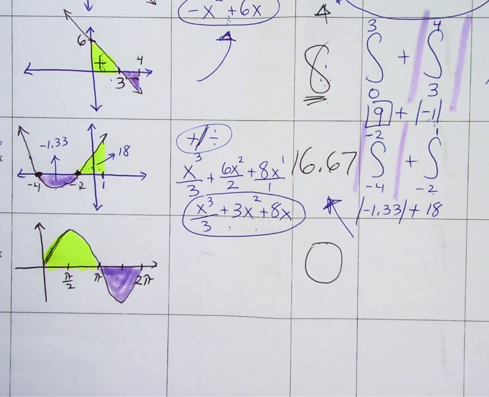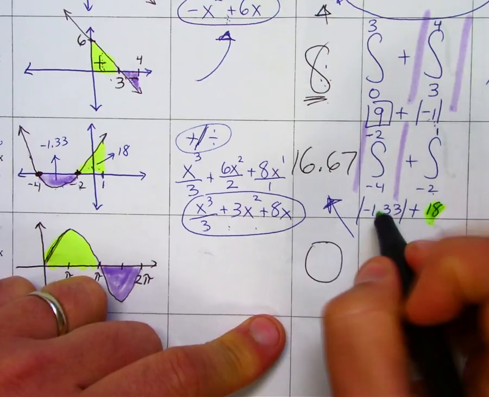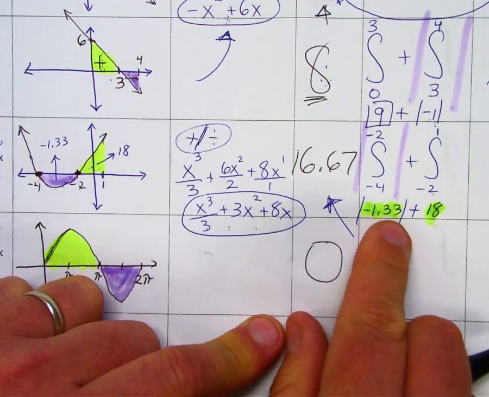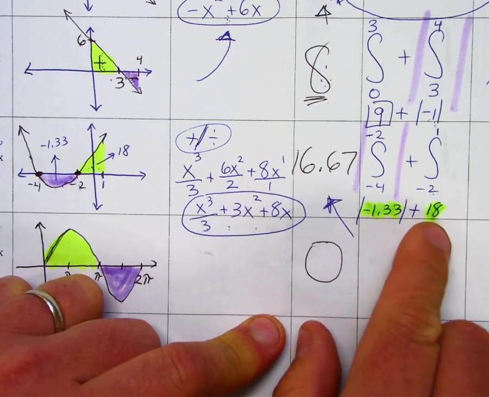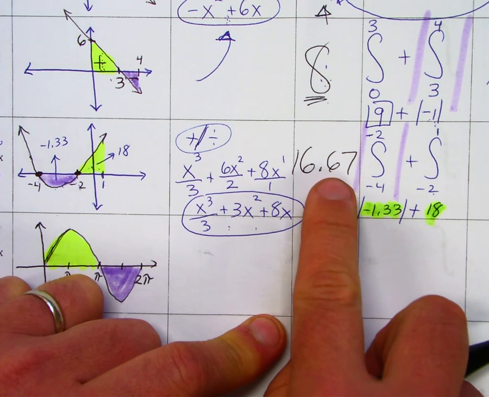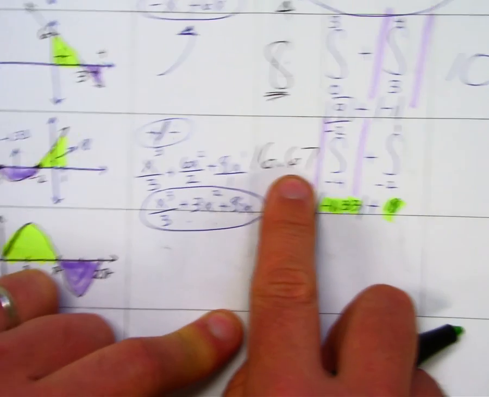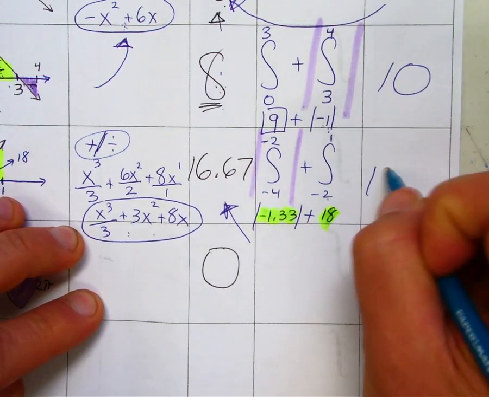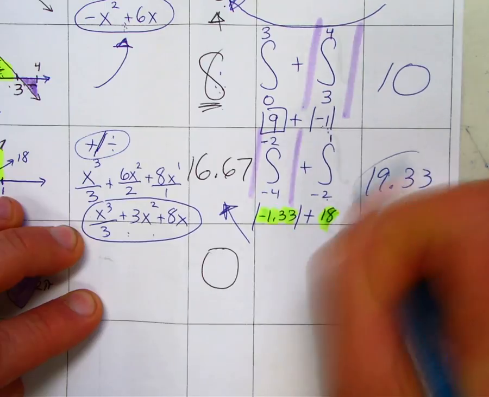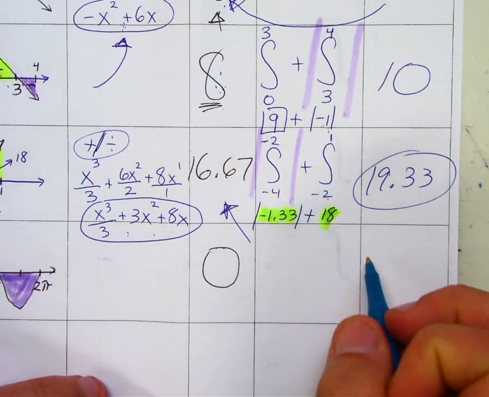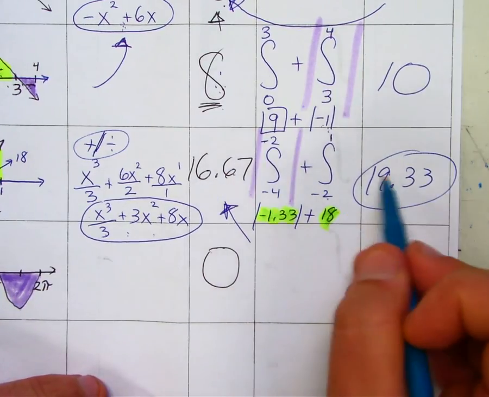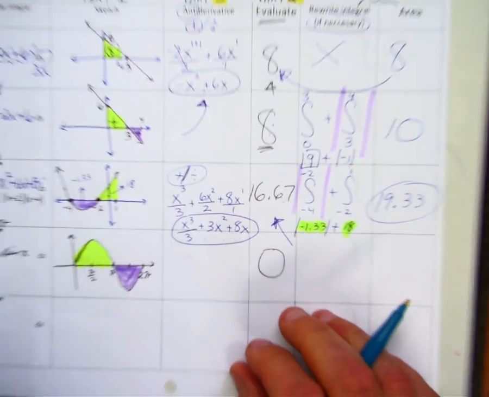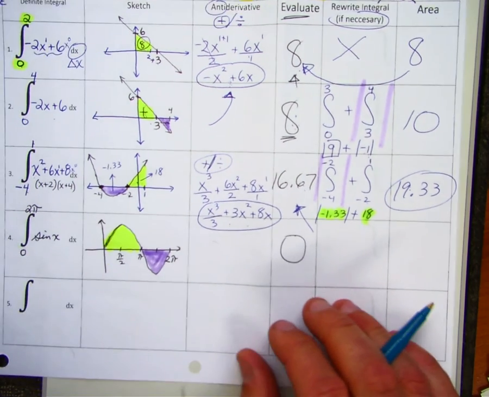Now notice if you add this number here and this number without the absolute value, you get the negative 1 1/3 plus 18, which is going to give us 16 2/3. Okay, but that's the evaluate answer. The area answer would be 19 1/3. I'm rounding to the nearest hundredth here. So notice the difference here. Two different answers because one is asking for the evaluate answer, the other one is the area answer.